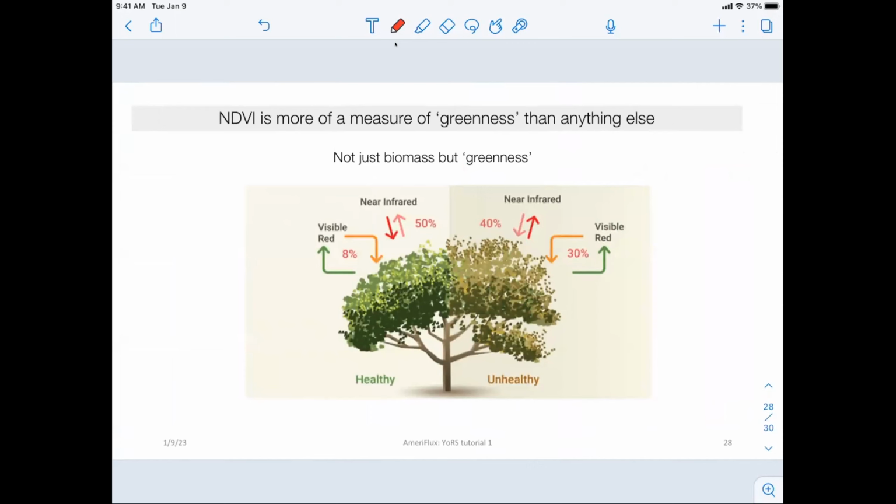So all that to say is that NDVI is more just a measure of greenness than anything else. I think oftentimes people attribute it to being healthy or unhealthy. Unhealthy is not necessarily true. It's just basically the amount of greenness or the state throughout the season of that tree.